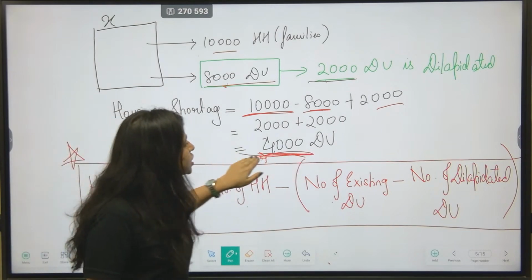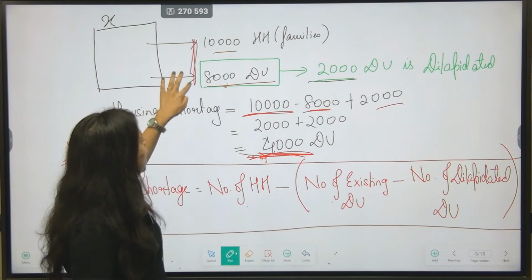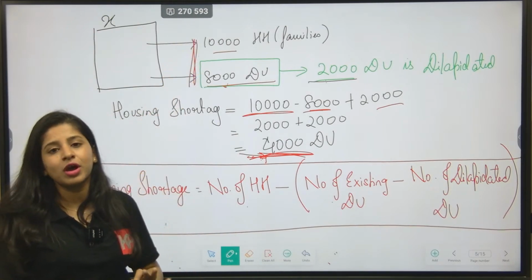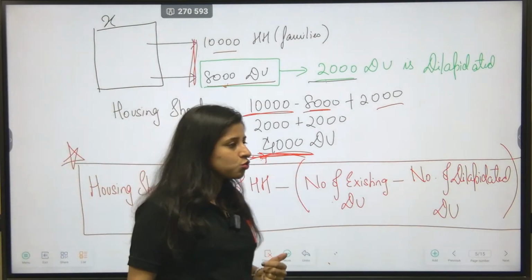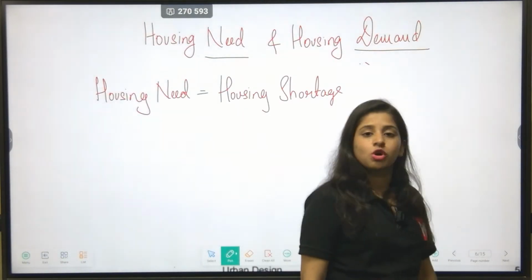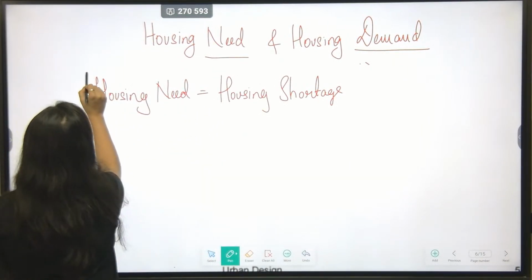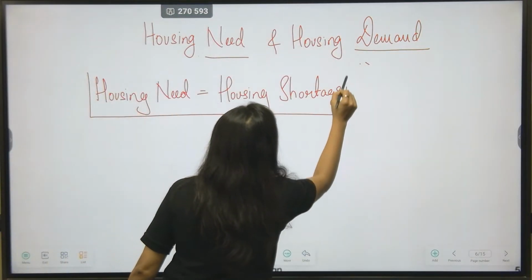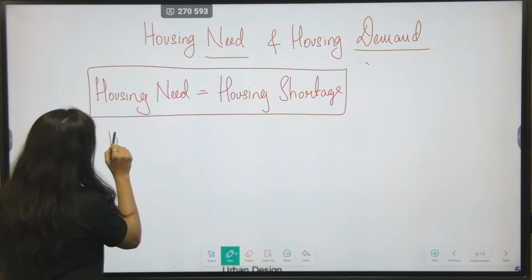That means all these people require houses. So if we just talk about these two aspects, 2,000 families need housing. We're not talking about which of those 2,000 families is able to pay and which is not. So simply put, housing need is equal to your housing shortage. Okay, and what is housing demand?